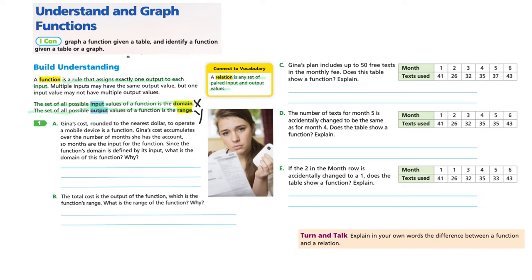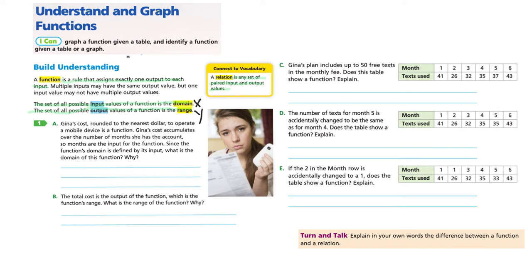E, if the 2 in the month row is accidentally changed to a 1, does that table show a function? So again, for all of these, you want to go back here and look at this vocabulary, especially: a function is a rule that assigns exactly one output to each input. So use that definition to help you answer C, D, and E. Well, actually all of them, A, B, C, D, and E. So go ahead and pause here, and then we'll come back and work on this together.